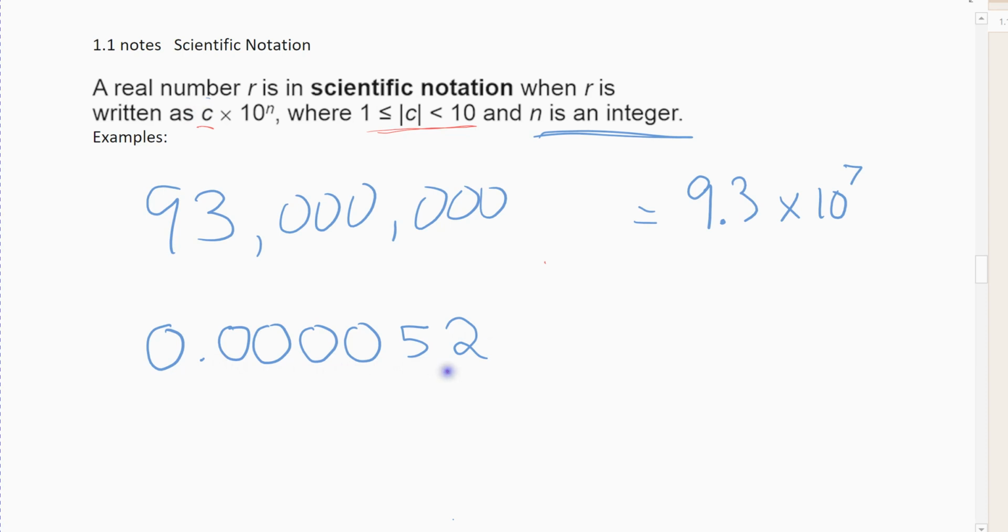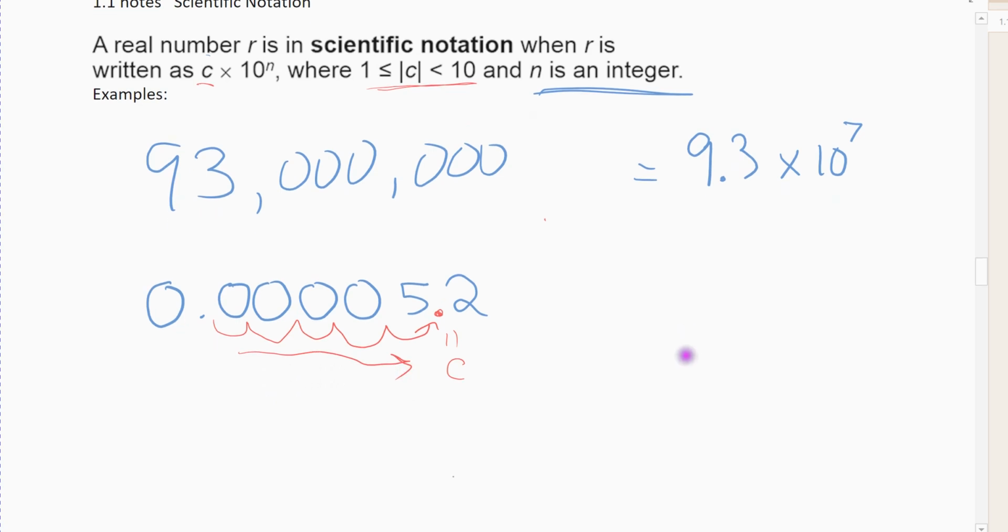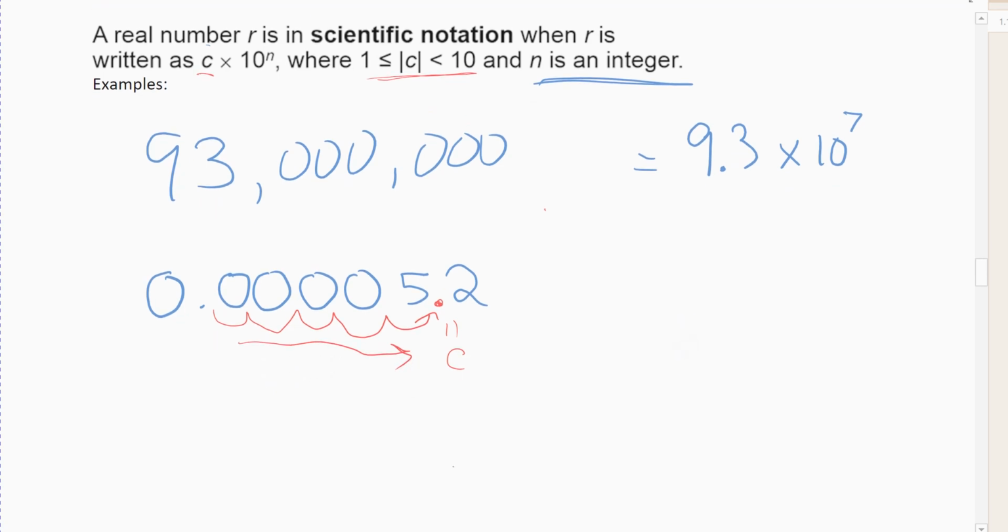I go to the end of my number, and I want to get down to the 5.2, which is between 1 and 10. I want to move my decimal to get down, so there's the C part. How many places do I move my decimal? I'm moving in this direction, so it's going to come out a negative number. Whenever it's a decimal, rule of thumb, just remember it's going to be negative. And you can always check your answer.